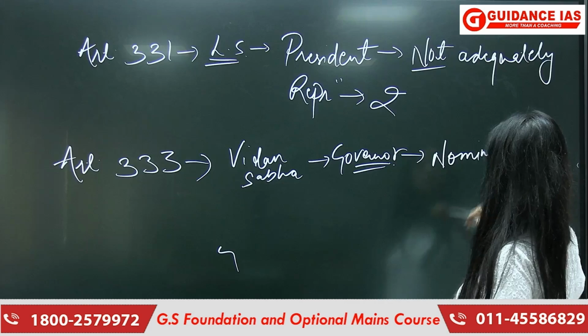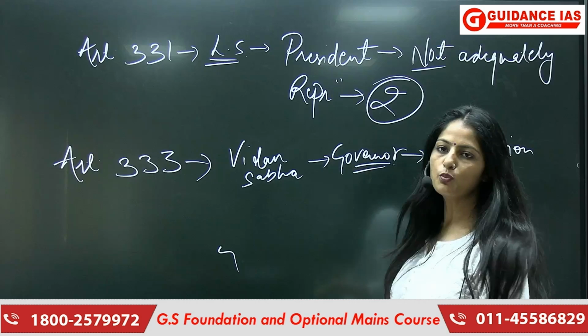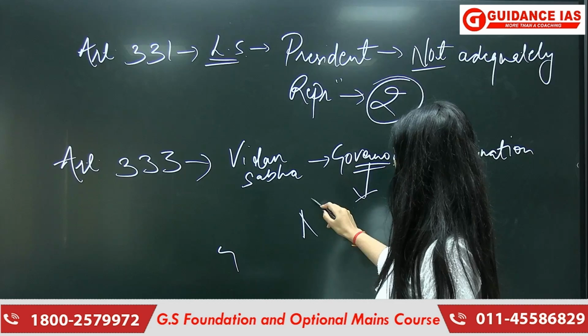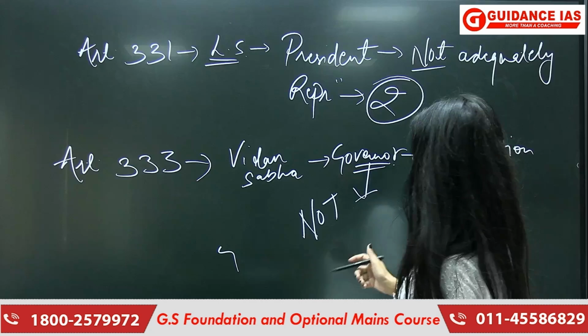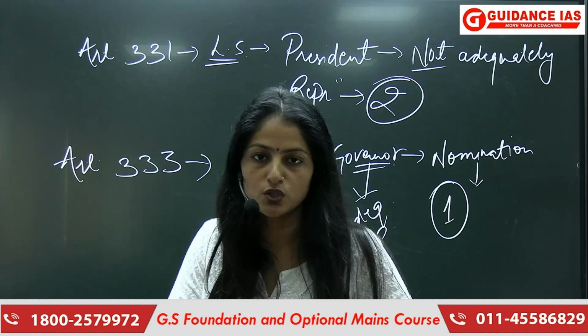He can nominate how many members? 1 member. Remember, the Governor can only nominate 1 member, wherein the President can nominate 2 members for Anglo-Indian communities. And again, on what basis, on what grounds? The same grounds. If the Governor feels that the Anglo-Indian community is not adequately represented, right? So the condition remains the same in both cases, but the authorities are different and the number of nominations are different, all right? So these two articles you also have to remember, along with Article number 334.